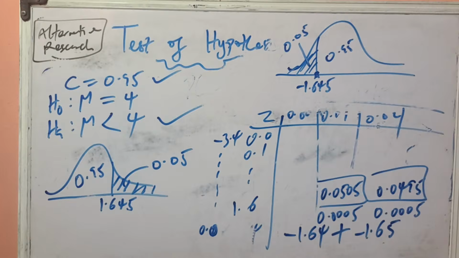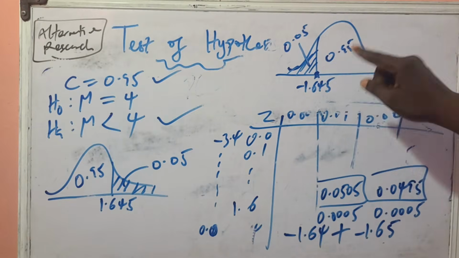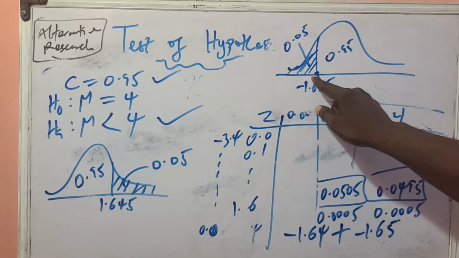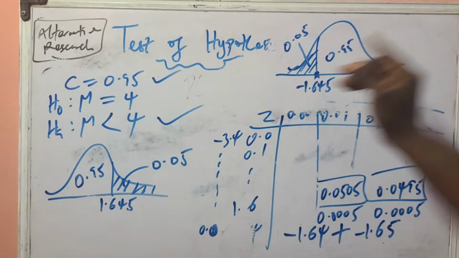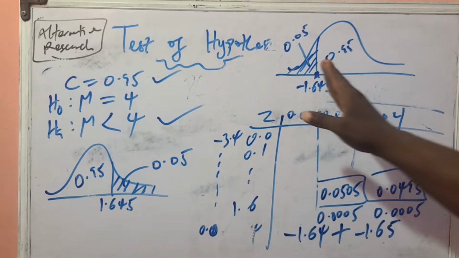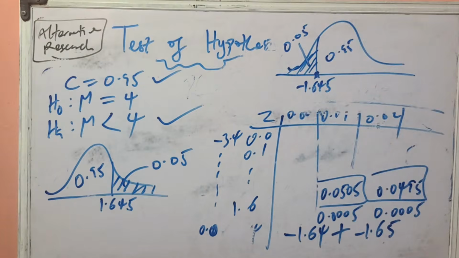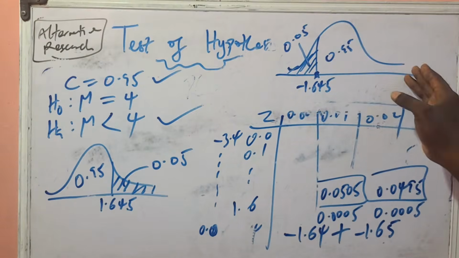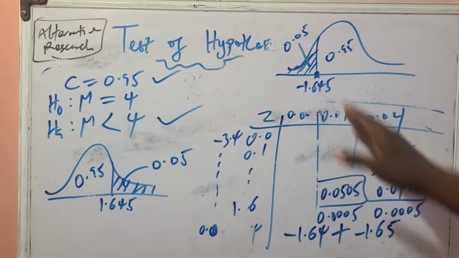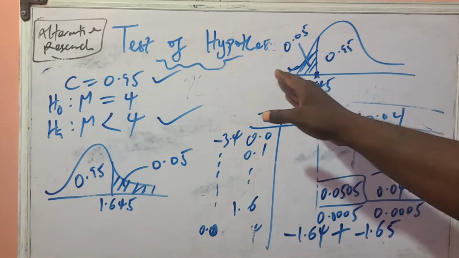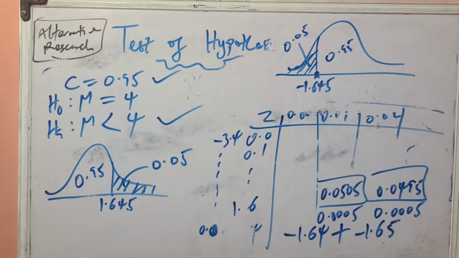Now, in this particular case, if your test statistics falls within this region, if your values for your test statistics fell inside this place, you will be rejecting the null hypothesis. But if you fell inside all this place, you will not reject the null hypothesis. That is why we call this place the critical region or the rejection region, and this place the acceptance region.